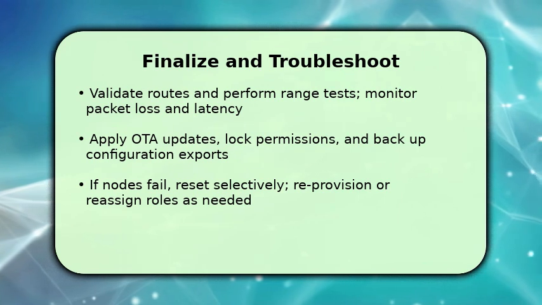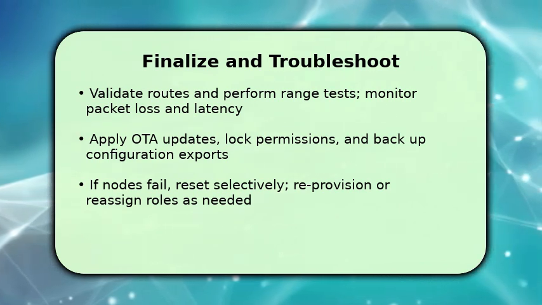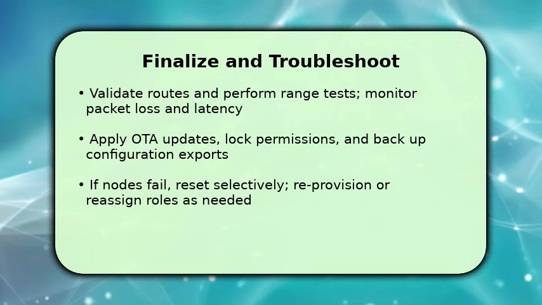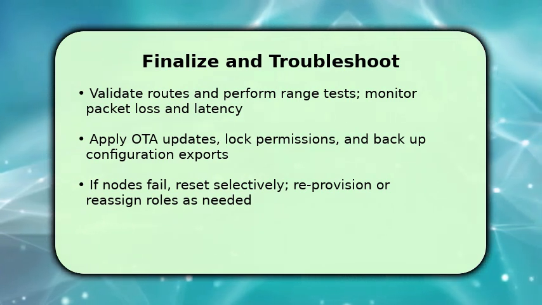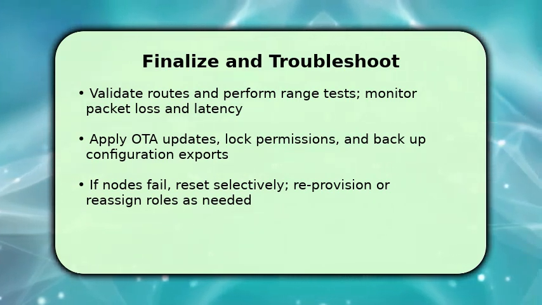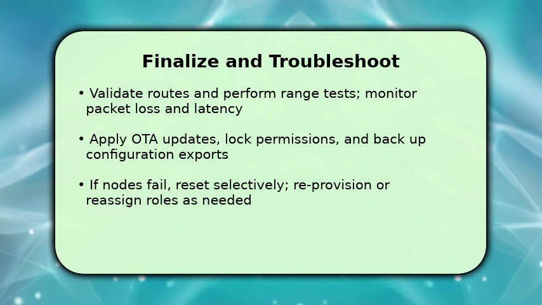If a node stops responding, first check power and RF interference, then perform a selective reset and reprovision that device or reassign its role. This targeted troubleshooting restores service without rebuilding the whole mesh.